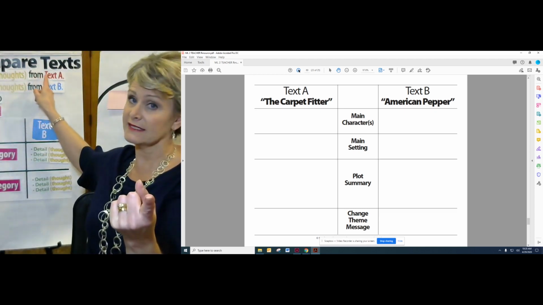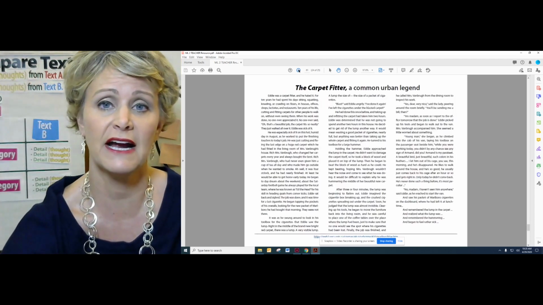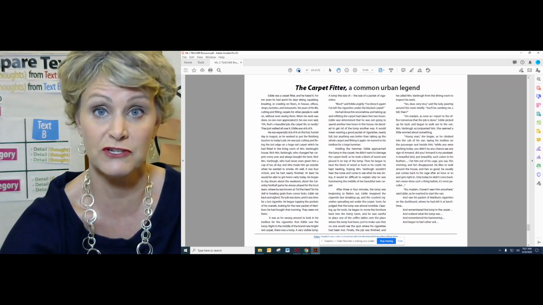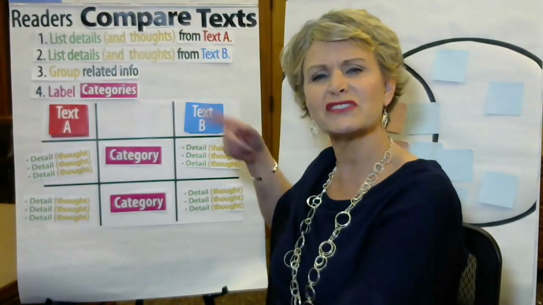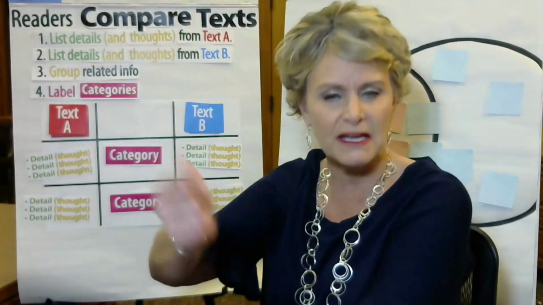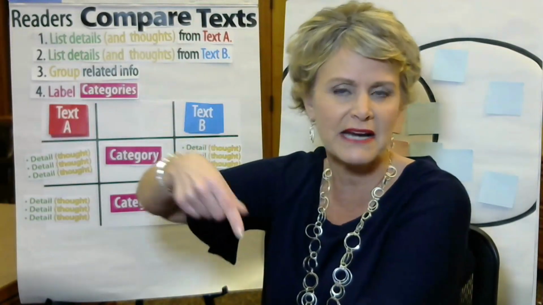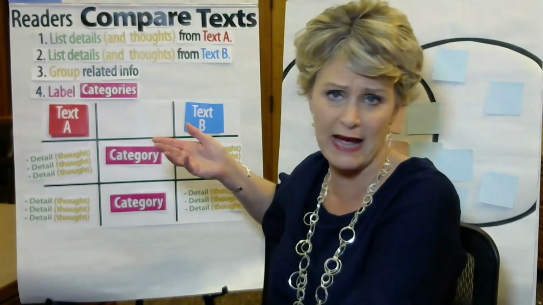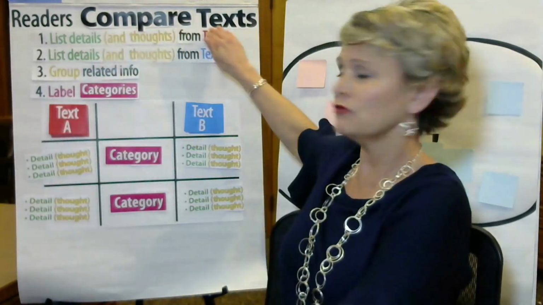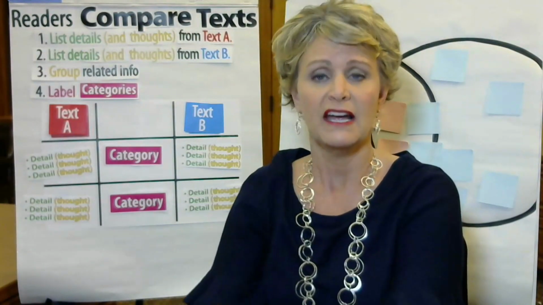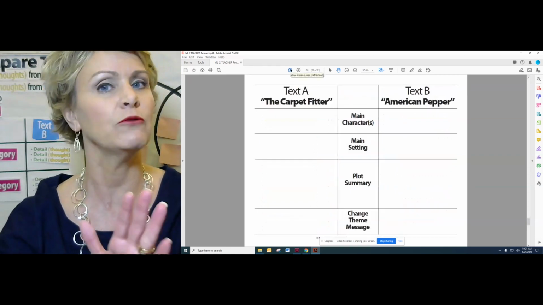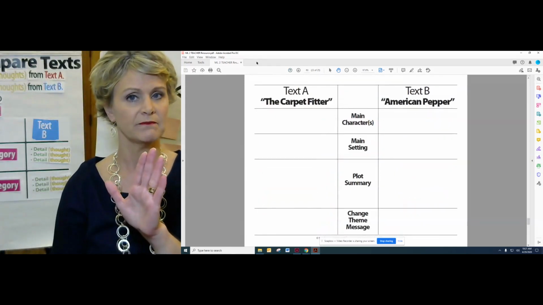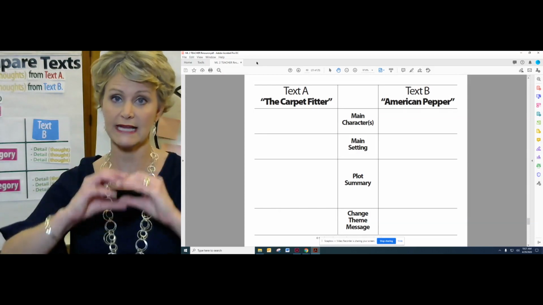Now, you've already read this text. I'm going to give it to you again, all right? And you can read it. I want you to read it again. That's normal. Readers reread. But you might also have some of the information about the characters, about the plot. You might have some of this already in some of your older notes. So you're welcome to go back to those. But I want you to do all of text A, Carpet Fitter. Then I want you to reread and do all of text B, American Pepper, and I'll give you that, okay? Then you're not done, okay? And you're doing this for the story elements.